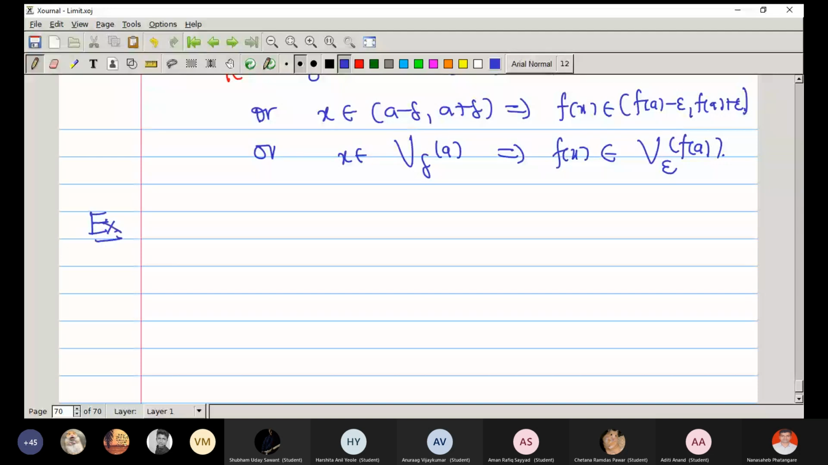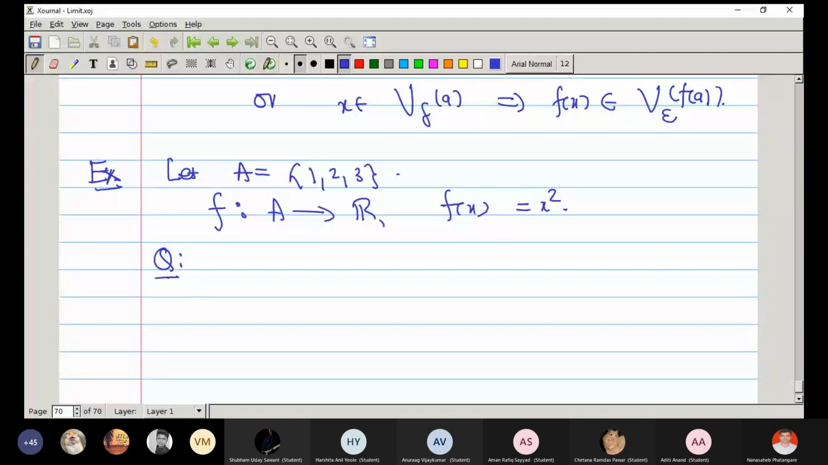We'll see this. Let A be equal to {1, 2, 3}, and f is a function defined on this set A to R. Suppose f(x) is equal to the function x squared. Right. Now I have questions. Does the limit as x tends to 1 of f(x) exist? What is your answer? No, sir.